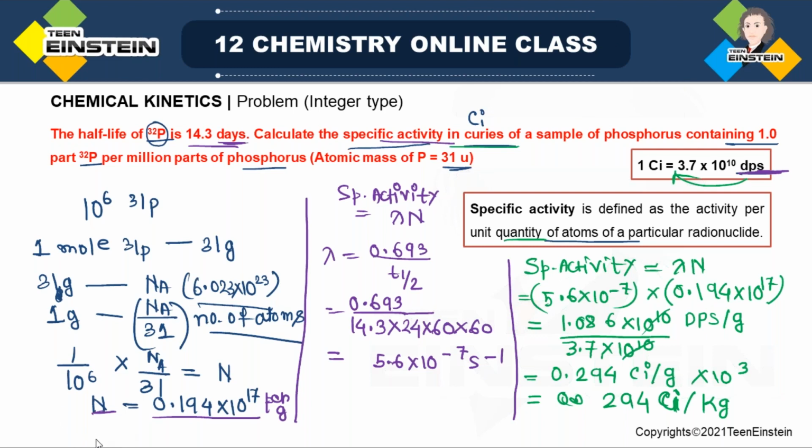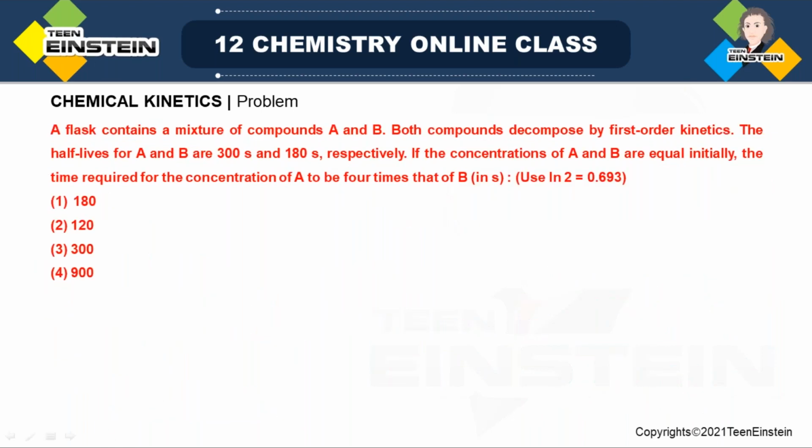Next problem. A flask contains a mixture of compounds A and B. Both compounds decompose by first order kinetics. Half-lives for A 300, for B 180 second. Okay, both are in second unit.